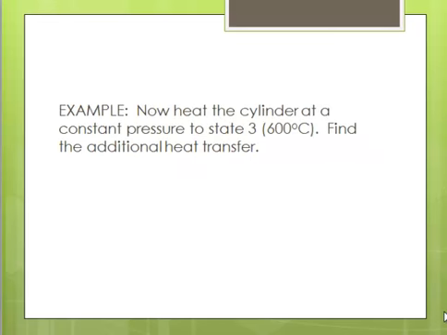So now let's take this same cylinder. It's got a saturated vapor in there, but I'm going to continue heating it at constant pressure until the temperature is 600 degrees. So it was 180. Now I'm going to take it up to 600. And I want to find out how much more heat transfer is required.